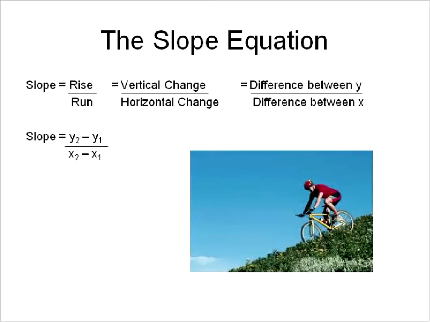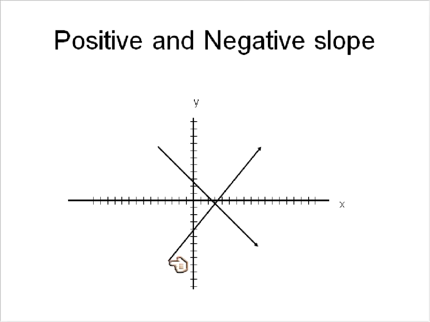But first off, let's chat again a little bit about the big picture of slope. If you're looking at a line from left to right, and it's going up, that's going to be a positive slope. All right, so this one here is positive. And if you look at the line, again going from left to right, and it's going down, then that means that it has a negative slope.